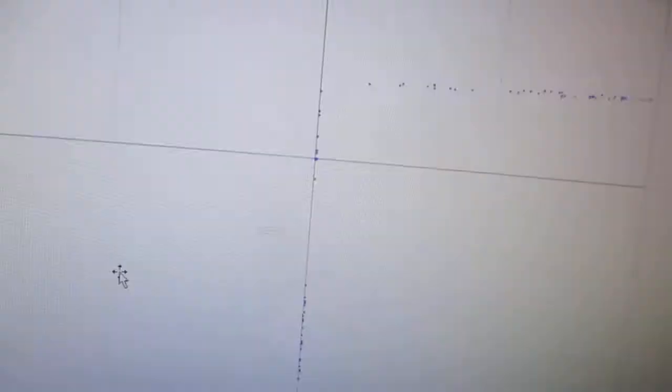So that would imply that it's only allowing the current to flow in one direction, and that is the basis of a diode.